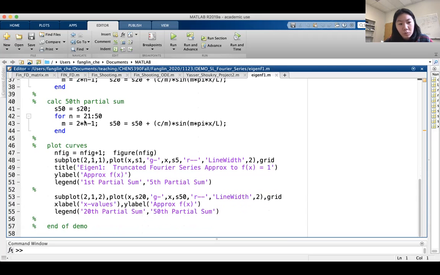And after you get all the sums, you can plot the curves and compare the different numbers of terms to each other. So you can see what the f(x) function looks like when you include only the first term of the Fourier series, and what it looks like when you involve more terms. So that is the script for MATLAB. Let's run it and see what the plot looks like.